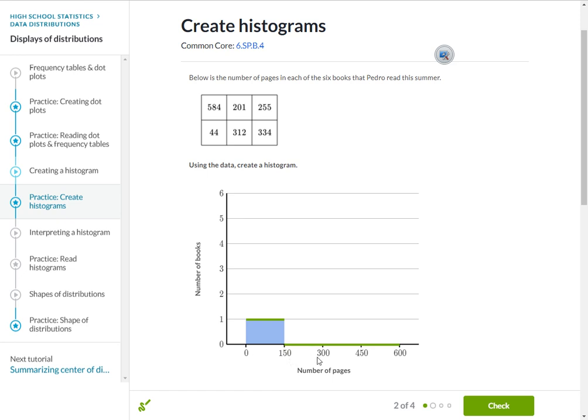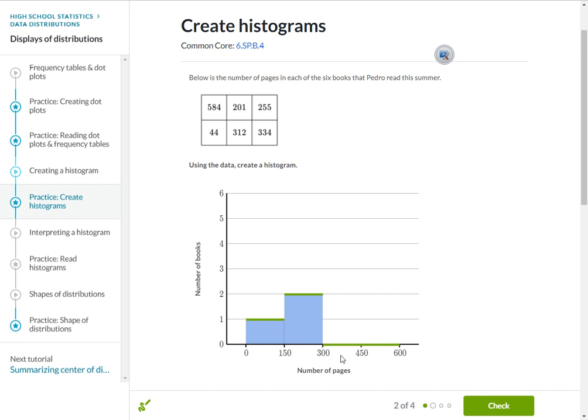So between 150 and 300 pages, how many books have between 150 and 300 pages? 584, no. 201, yes. 312, no. 255, yes. 334, no. So 201 and 255 have between 150 and 300 pages. So that would be 2 books between 150 and 300.